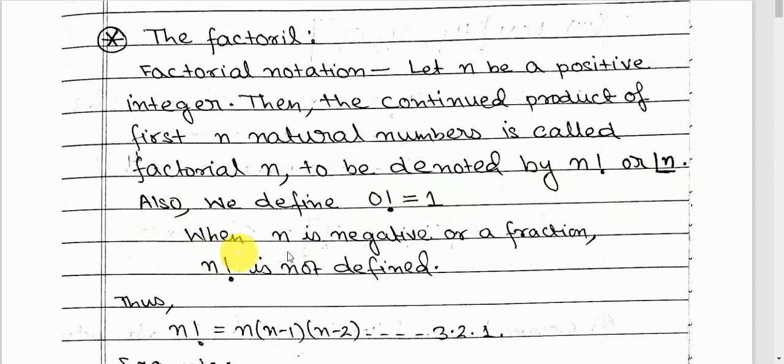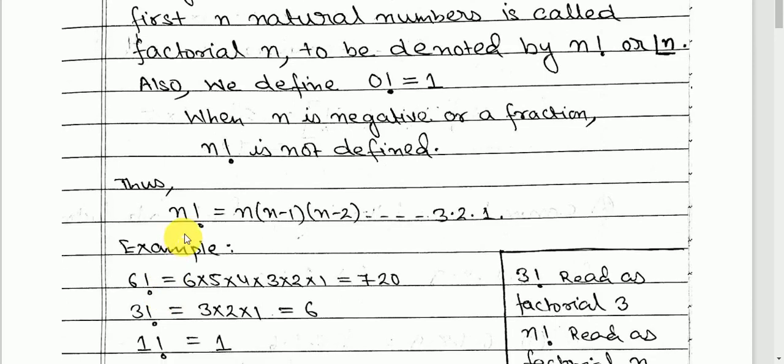When n is negative or a fraction, factorial n is not defined. So you should know that factorial is only defined for positive integers, that means 0, 1, 2, 3, 4, and so on, not for negative, not for fractions. So if it's written factorial n, that means n into n minus 1 into n minus 2 into ... 3 into 2 into 1.